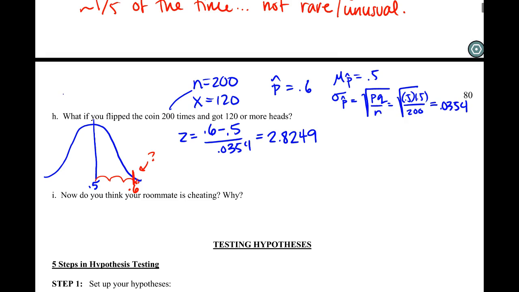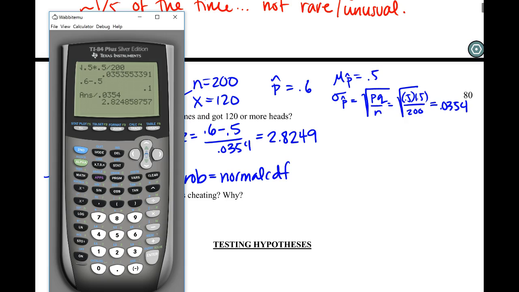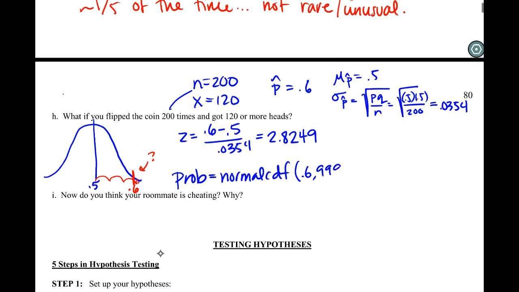And if we wanted to find out the actual probability, well, we could do our normal CDF, whichever one you wanted to use. This time I'll use the actual values just to do it differently. So if I did my normal CDF here, our lower bound was the 0.6, upper bound was a ton of 9s, and then I would use the mean and standard deviation we found, 0.5 and 0.0354. 0.0024. I've already forgotten it. I don't know why I didn't write it down. 0.0024, I think.